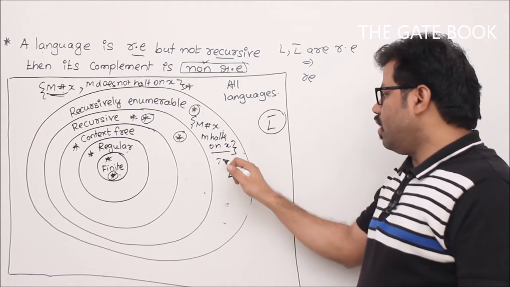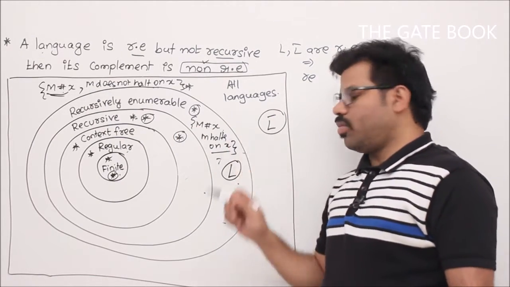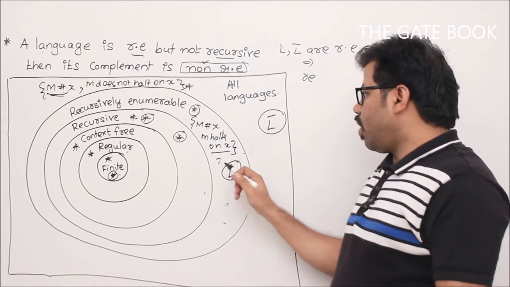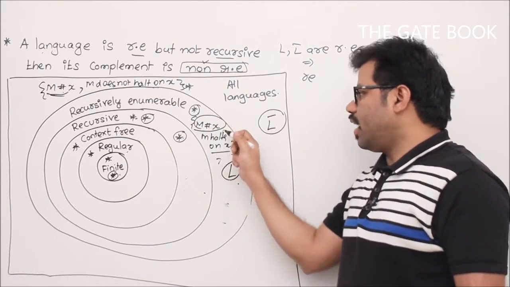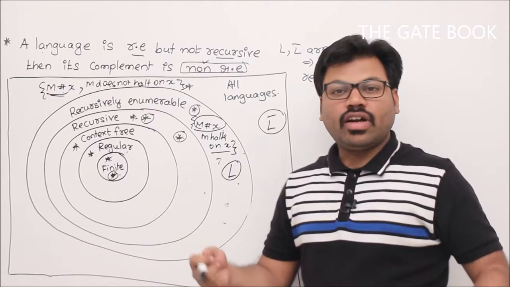Recall, for example, L is the halting problem. What is the halting problem? The halting problem is the collection of strings M hash X where M halts on X. What is L bar?